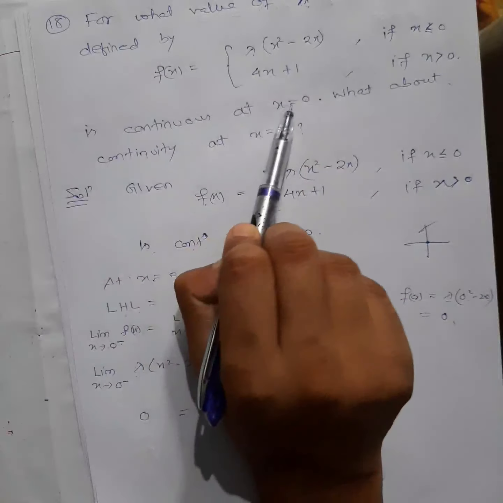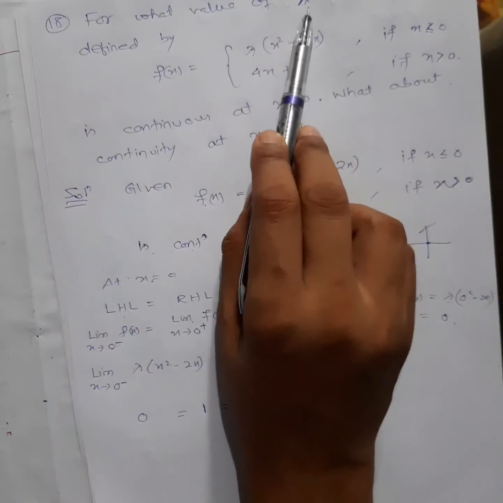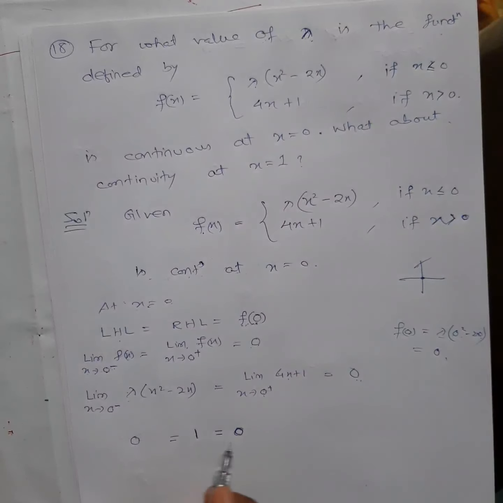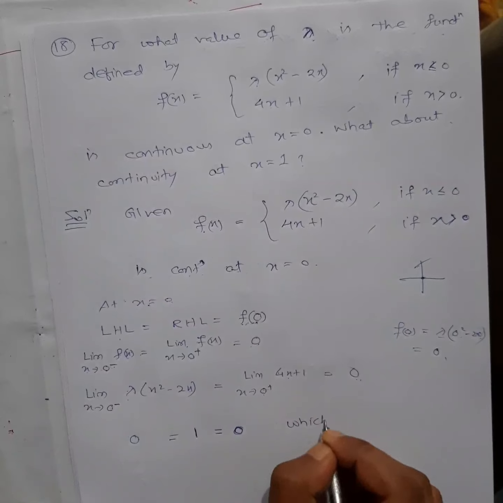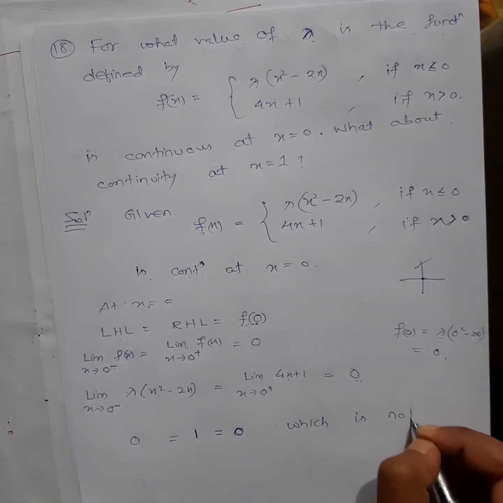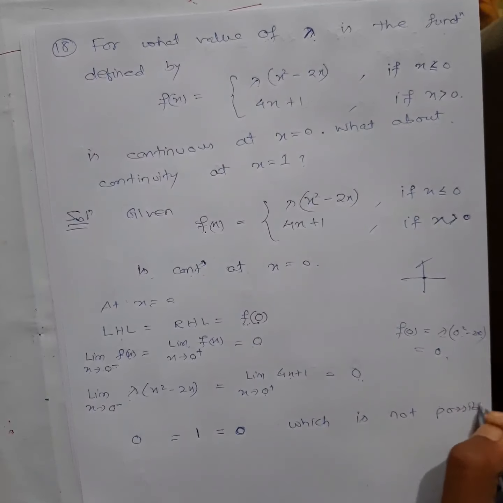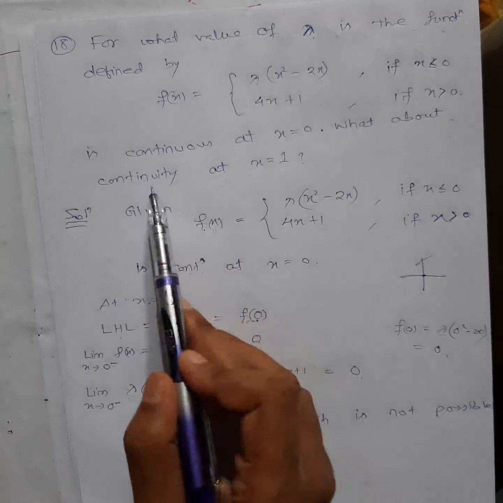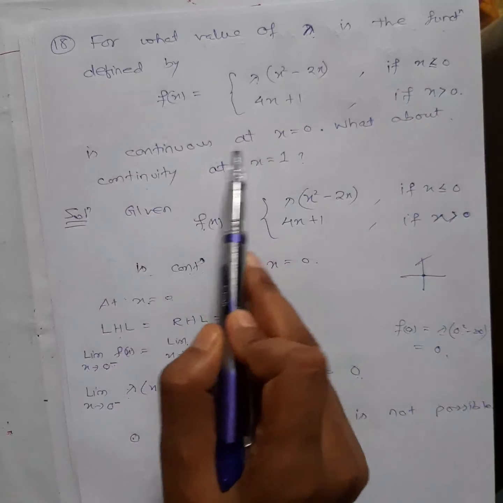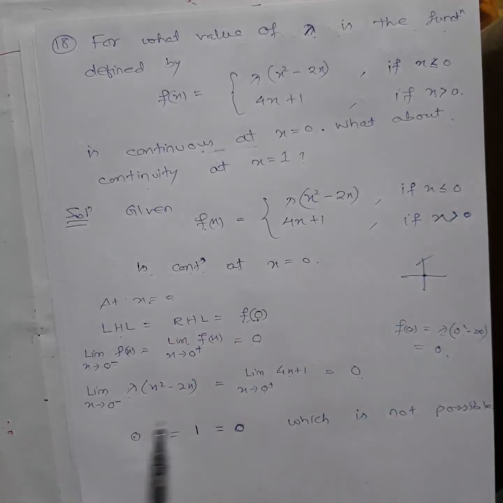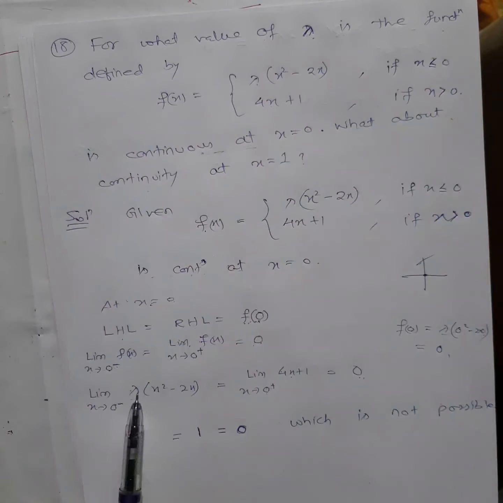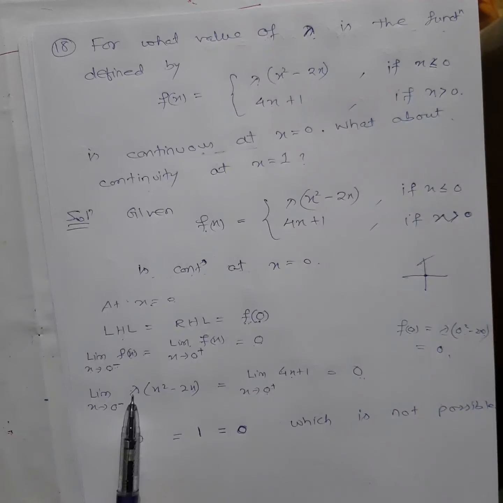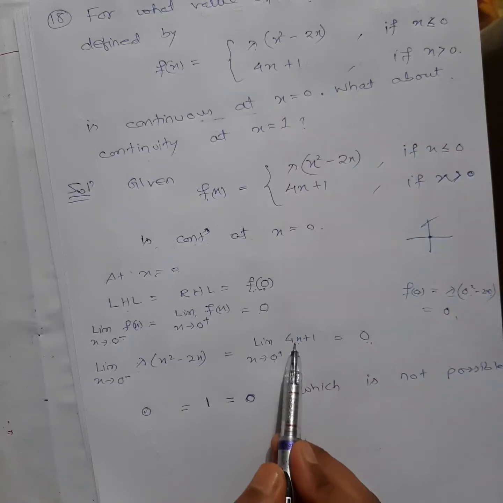Since they have said this is continuous and they have asked you to find lambda, what will we write down? Since it is not possible here, you can write down: which is not possible. Why not possible? Because they have already said it is continuous. They have said this function is continuous, and we are getting that it is not continuous when you take x equal to 0 here. So this function will not be correct if you take lambda here. This will not be correct.